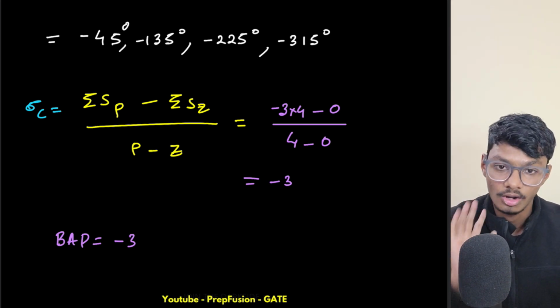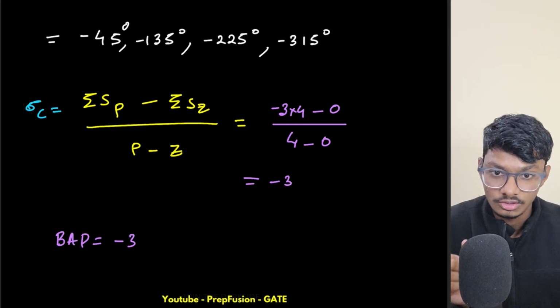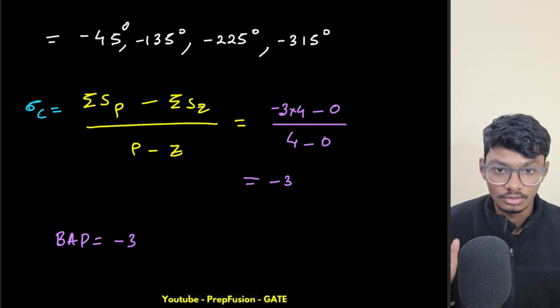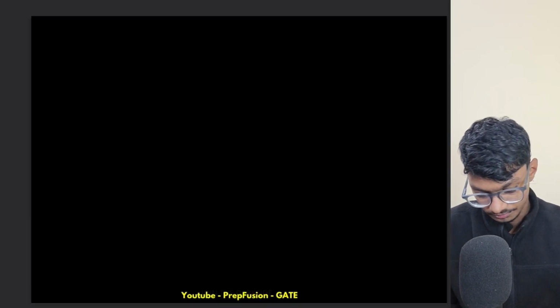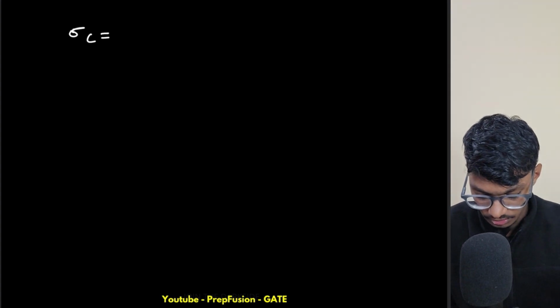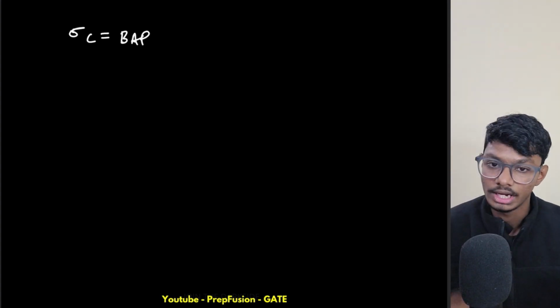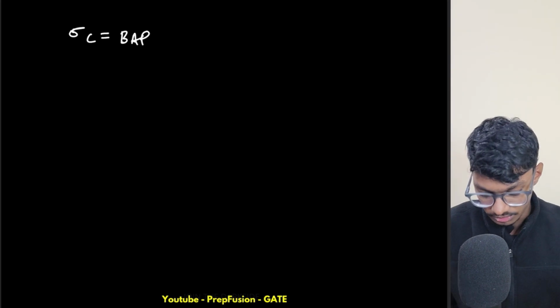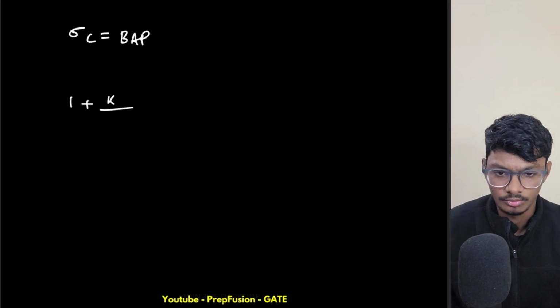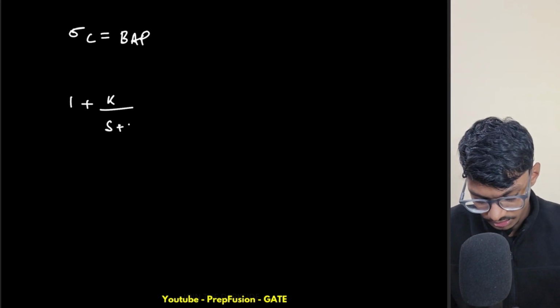So if my breakaway point is equal to my centroid, whenever my centroid and breakaway point are equal, then what happens? My asymptotic lines become the root locus branches, right? So sigma c is equal to the breakaway point. I will try to calculate it in front of you, the breakaway point. There were two things about the breakaway point. I will just quickly solve it for you.